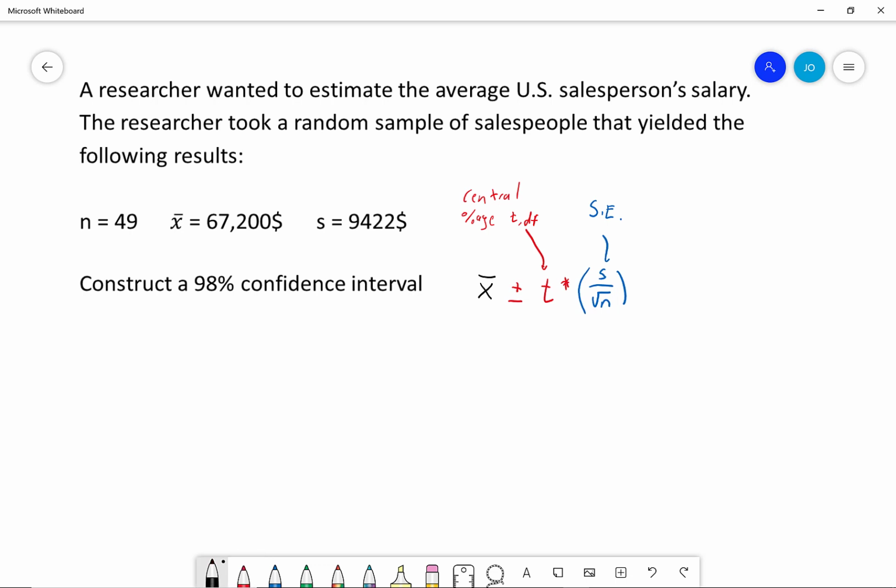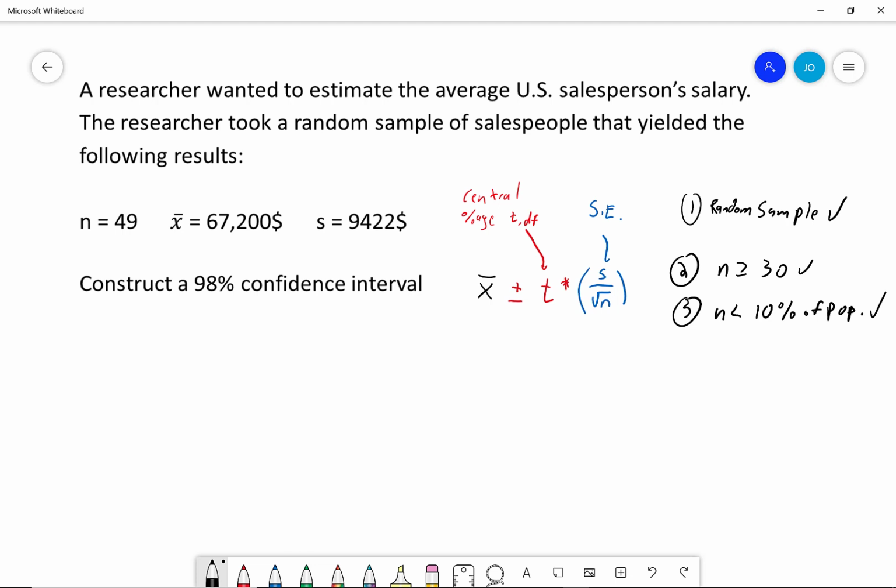Our conditions are the same as for a hypothesis test when estimating a mean. Right? So we need to have a random sample, which we saw in our previous video. That was good. We needed to have a sample of at least 30, which we do, and our sample size needs to be less than 10% of the population, which it is. There's more than 490 salespeople, so that's also a check. So let's construct our confidence interval.